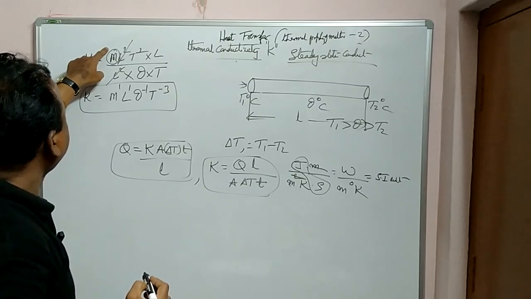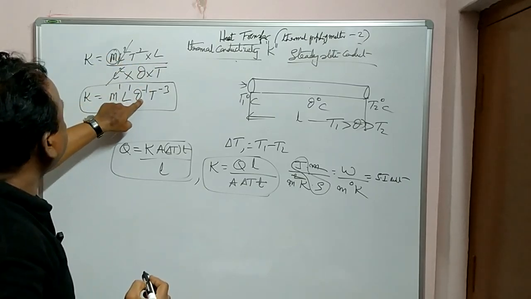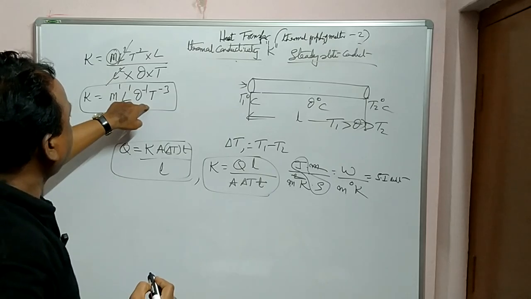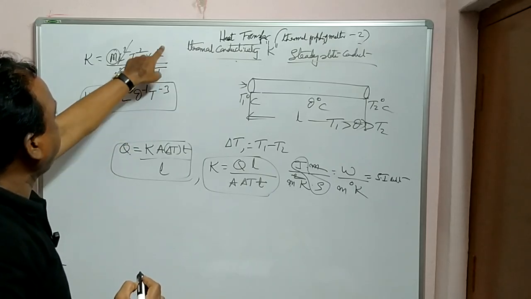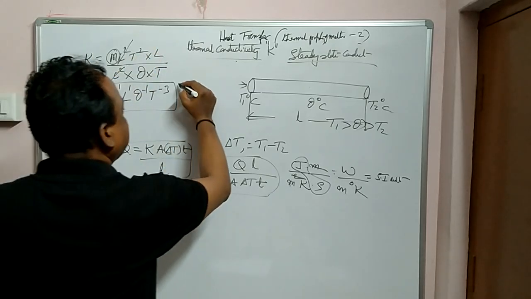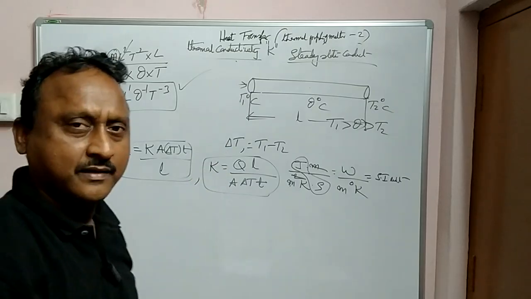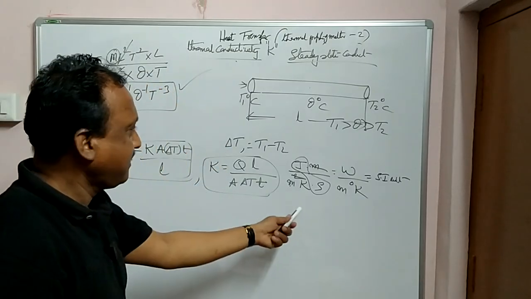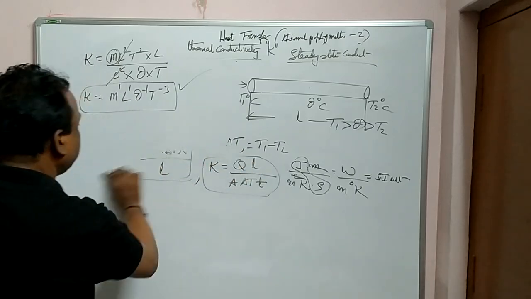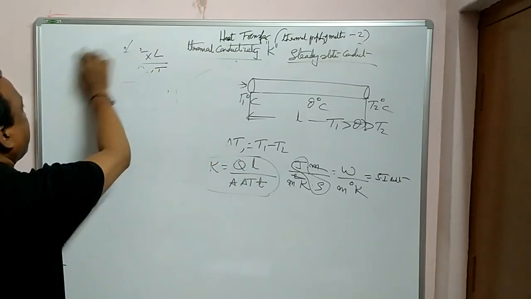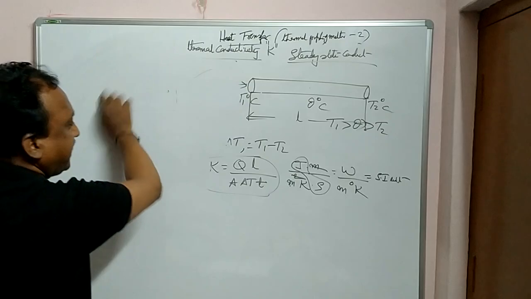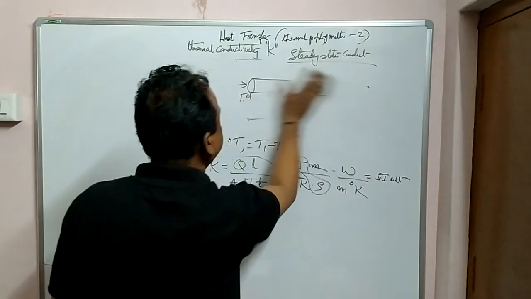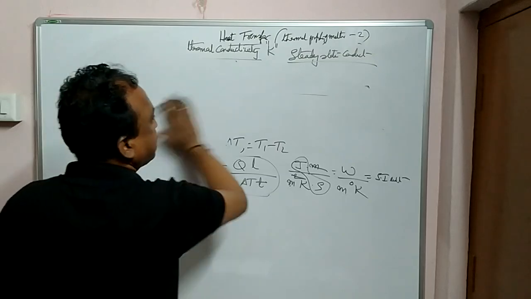M power 1, L power 1, theta power minus 1 or K power minus 1, and T power minus 3. This is the dimension formula. Clear? So please write this down, very very important. Written? Right. So we have learned what the coefficient of thermal conductivity is, and also written the SI units and the dimension formula.